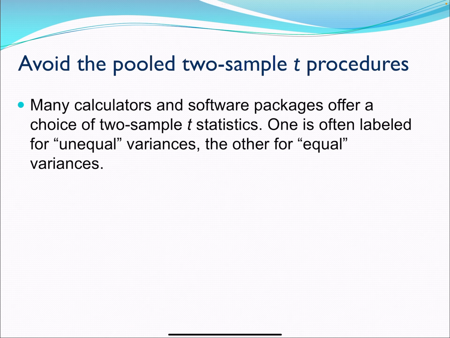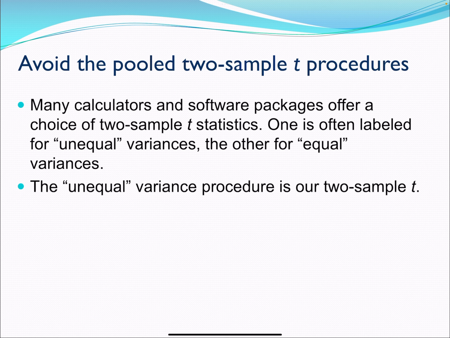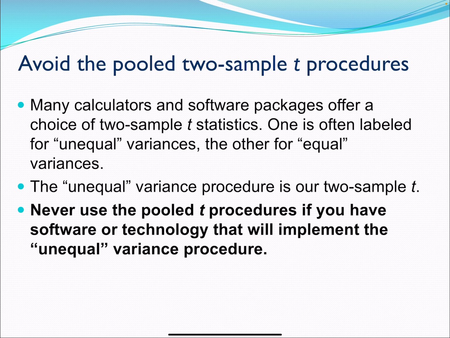I want you to note that many calculators often offer a two sample T statistic. It's often labeled, one for unequal and one for equal variances. The unequal variance produces our two sample T, right? But we never want to use pooled T procedures if you have software that will implement the unpooled variance procedure.